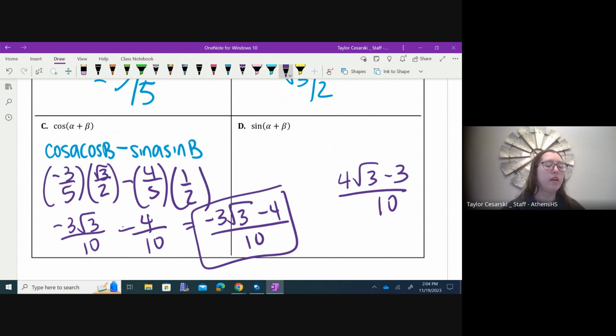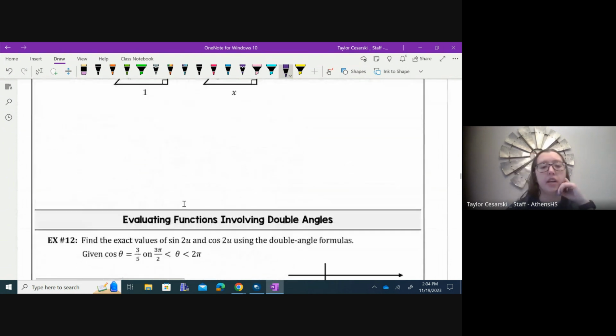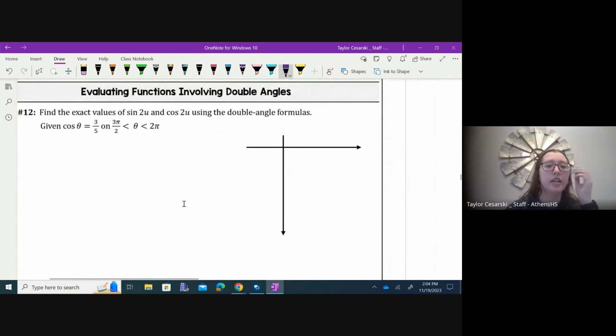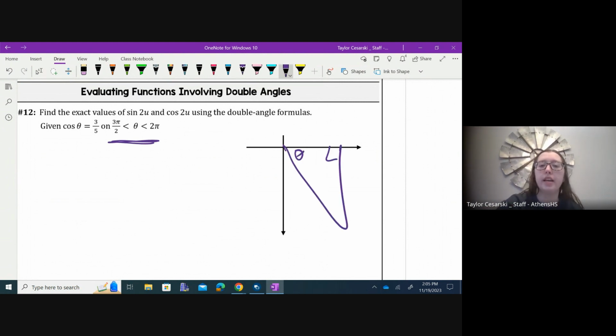Okay. All right, now let's do one that's a double angle. So we're going to do example 12. It's the same idea. It tells us that cosine of theta equals 3/5, and it's in quadrant 4 because it's in between 3 pi over 2 and 2 pi. So I'm going to draw out my triangle. This is theta, and adjacent over hypotenuse. This is, again, a 3, 4, 5 triangle. Notice I'm labeling the opposite side as negative 4 because I'm going down. Sine is negative in quadrant 4.